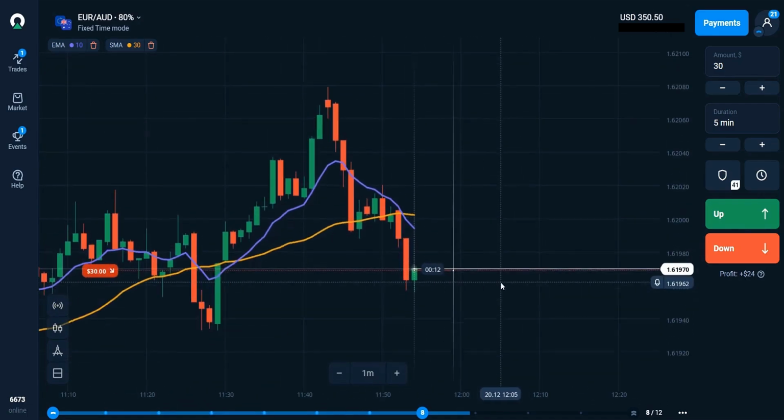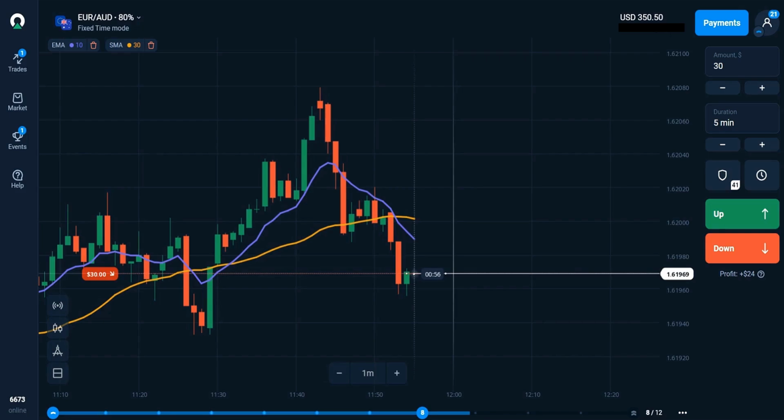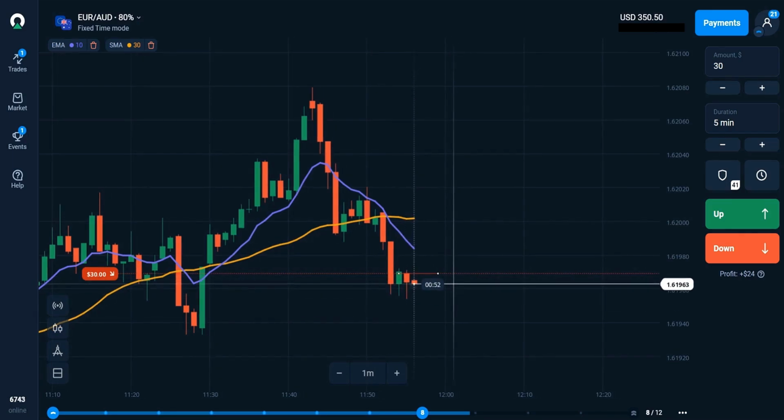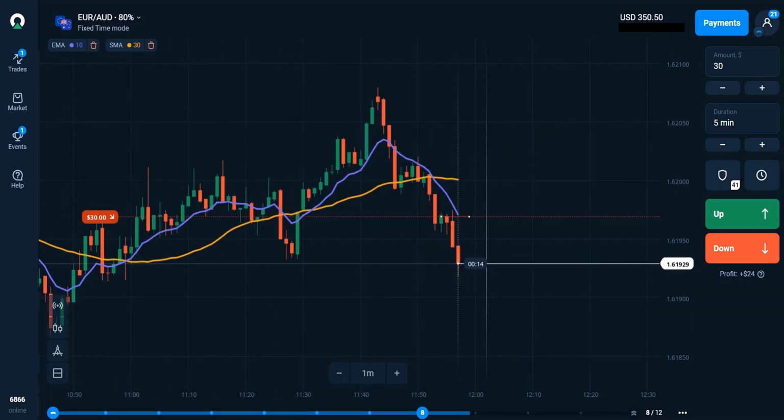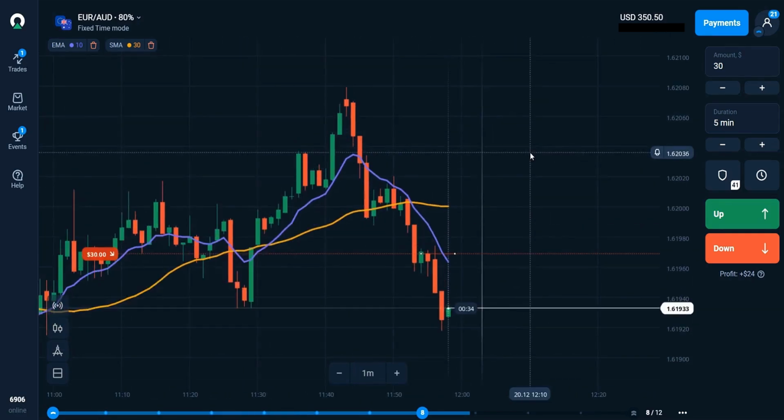Okay, traders, according to our simple strategy, this right here is an excellent sell trade setup. As you can clearly see, the red SMA line has just crossed above the blue EMA line and is moving upwards, exactly as our strategy suggests for a sell entry. Because this is a textbook trade according to our rules, I've confidently taken a sell trade with a 5-minute expiry.